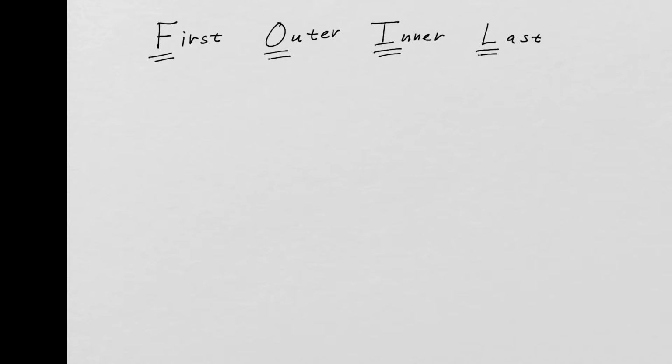Okay, so how does it help us if we're multiplying a binomial times a binomial? Well, let me give you an example. Let's say I have 8x plus 5 times x plus 4. Okay, I want to multiply those two binomials together.